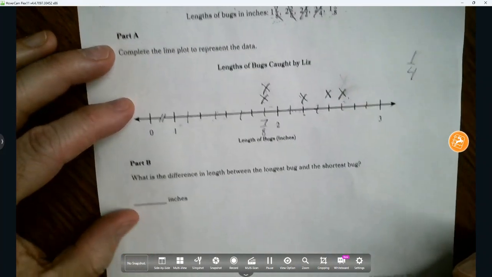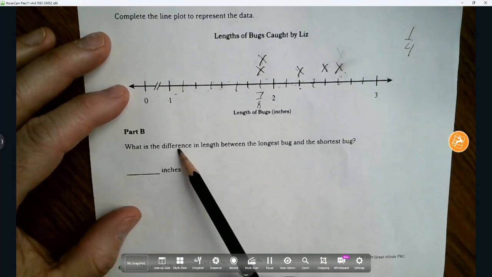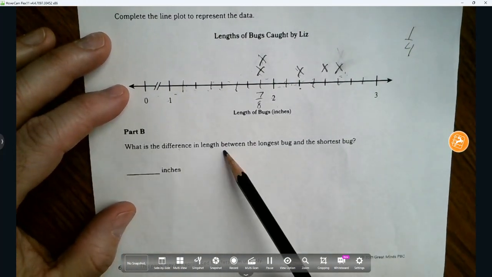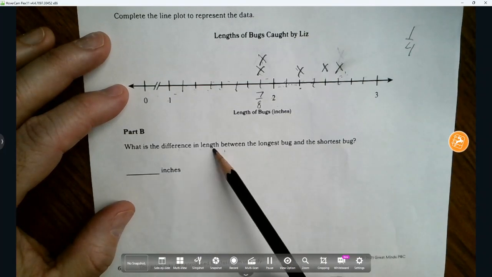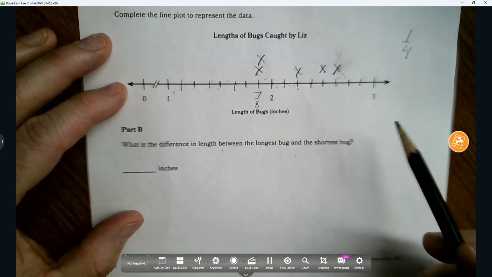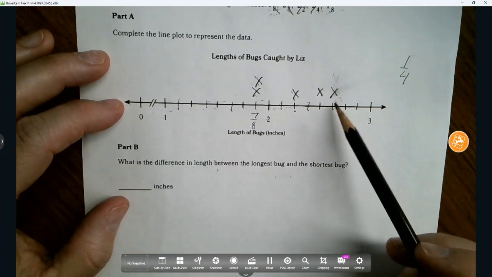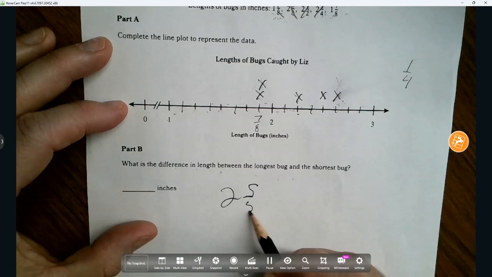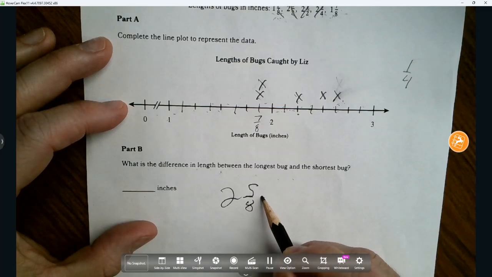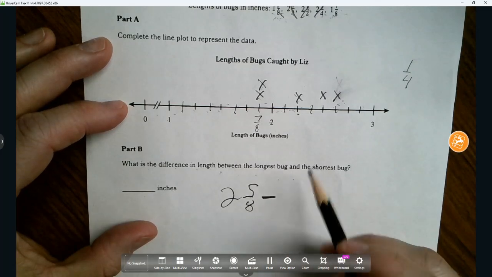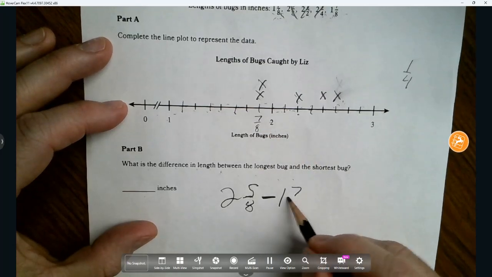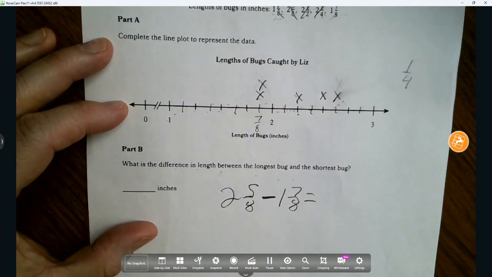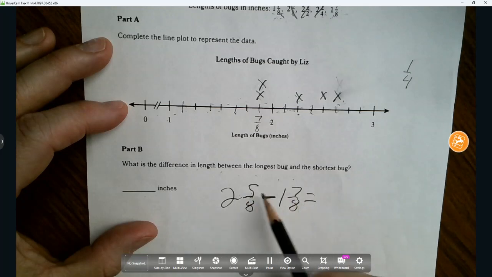Okay? The last one's on you, though. It says, what is the difference in length between the longest bug and the shortest bug? The longest bug, this is where we stopped. What was that? 2 and 5/8. They want to know the difference, which means we're subtracting. And the shortest bug was 1 and 7/8. Remember, this won't work because this is smaller than this. So you got to change this up somehow. How are you going to change it?